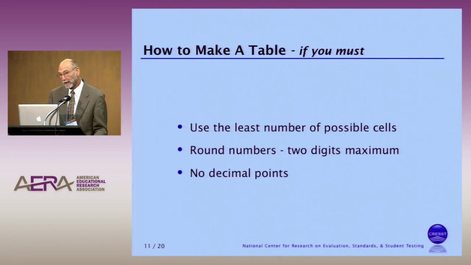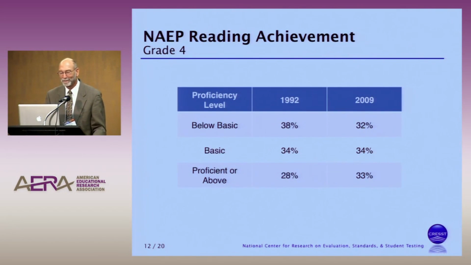Making a table, if you really have to, I don't really think it's always a great idea, but use the least possible number of cells. Make the table yourself. You can do it. You're very talented, creative people. Round numbers, 2 digits maximum. Keep it simple. Here's an example of that. I even did this one. Okay, so you don't have to have a graphic artist to create effective tables or charts. You can do it. I know you can.